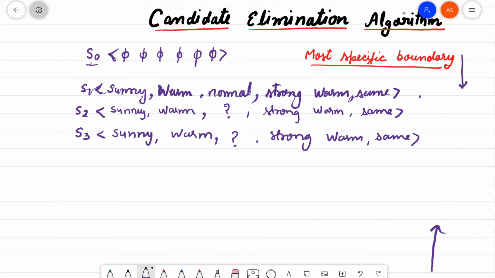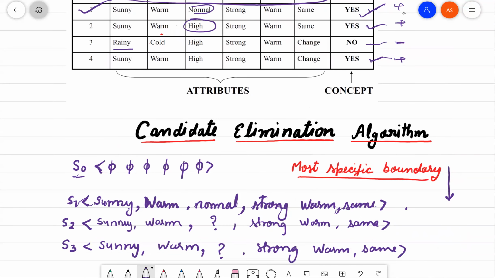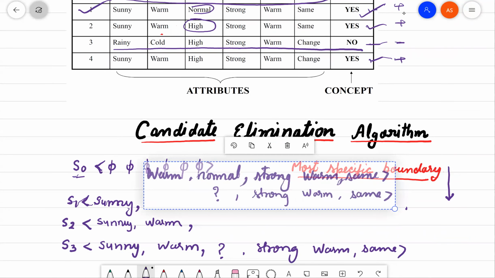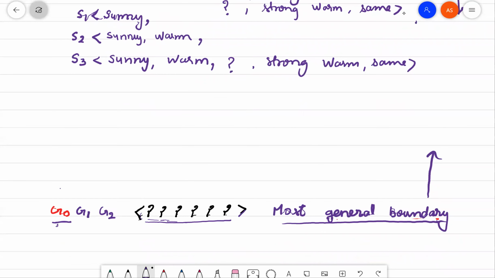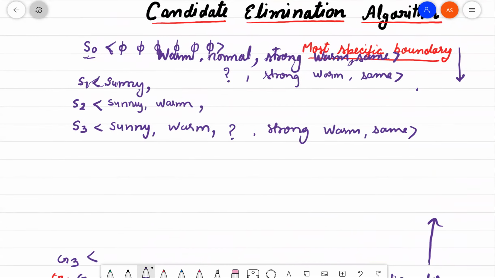S3 is a negative example, as we can see in this table. So in this case, what will be G3? In the case of G3, we will generate a set of hypotheses. Whenever a negative training example is encountered, we generate more than one most general hypothesis. What are these?